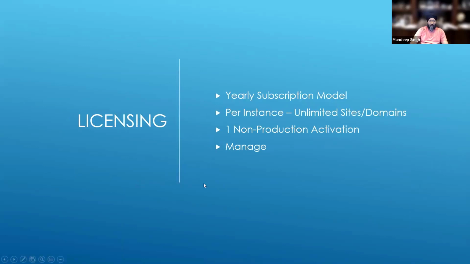The store is set up on a subscription model. So the extensions are licensed on a yearly subscription model. You pay a yearly fee for the license, which auto renews every year. The license is per instance. So that means once you license a product and install it on one of your Vanjaro instances, it covers the entire instance of that Vanjaro, which means unlimited sites and domains within it.